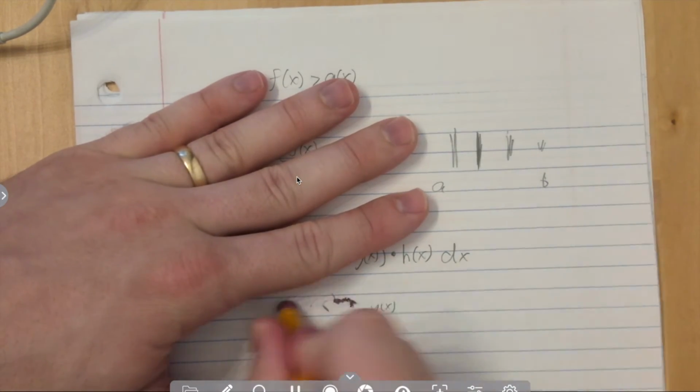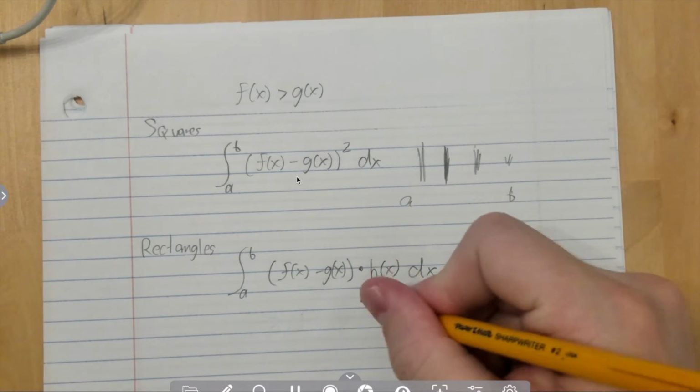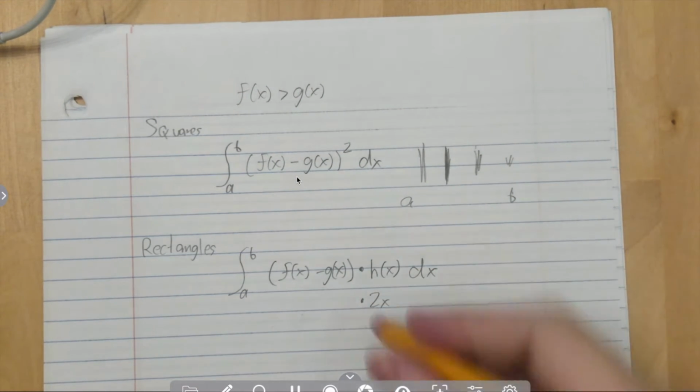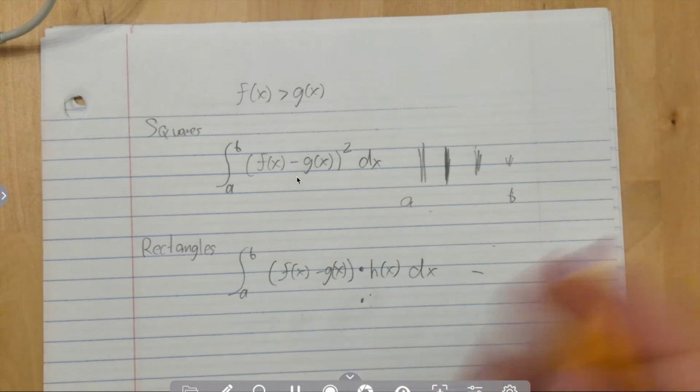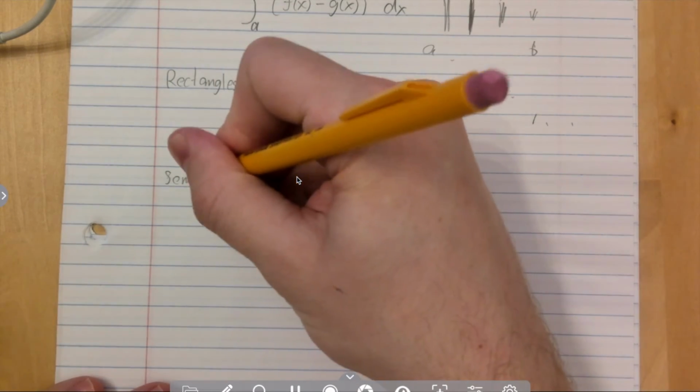Or maybe they just say, oh, by the way, the equation for the height is 2x, or the equation for the height is sine of 5x. They could put anything they want in there, so h of x can fluctuate, just be aware. All right, well, let's look at semicircles.